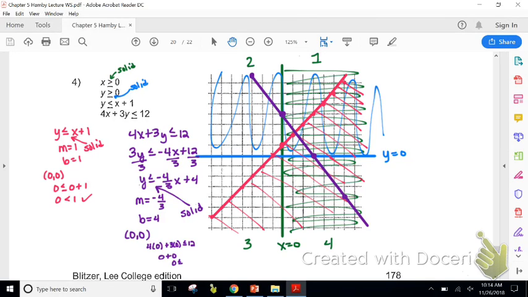Is 0 less than or equal to 12? Yes. I believe so. Yes. So that means it would be included. So we're going to shade kind of below it or to the left of it.